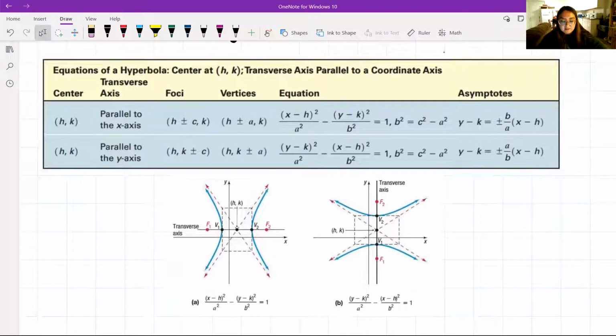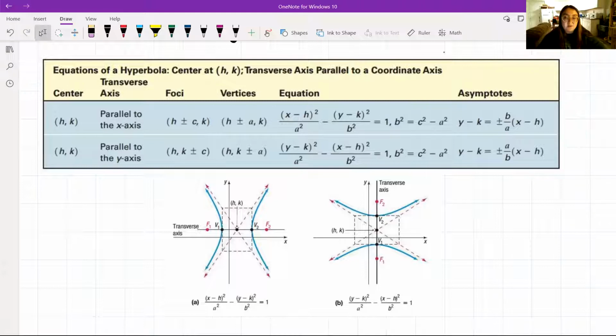So now we have this very useful table here. This is telling us the equations of a hyperbola with the center at h comma k, where its transverse axis is parallel to one of the coordinate axes. So our first one that we're going to look at is with our axis parallel to the x-axis. So for our centers at h comma k, that means that our foci parallel to the x-axis will be h plus or minus c comma k. Vertices will be h plus or minus a comma k. Equations will be x minus h squared over a squared minus y minus k squared over b squared is equal to 1, where b squared is equal to c squared minus a squared.